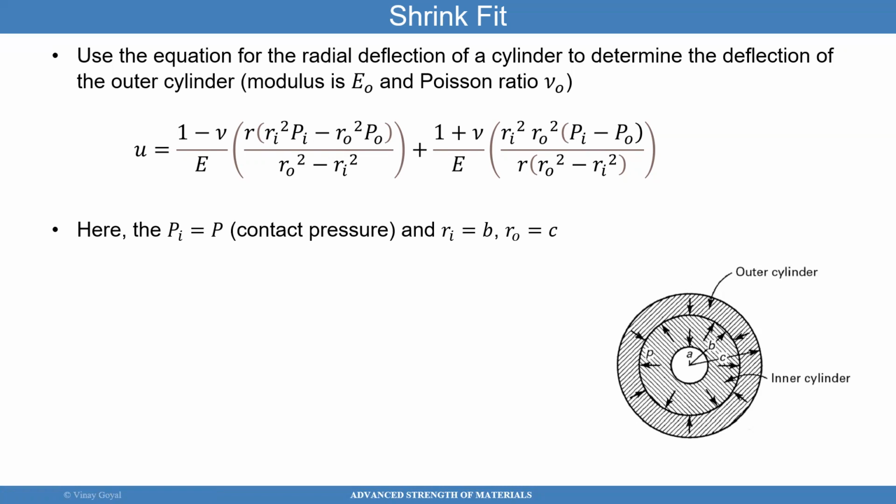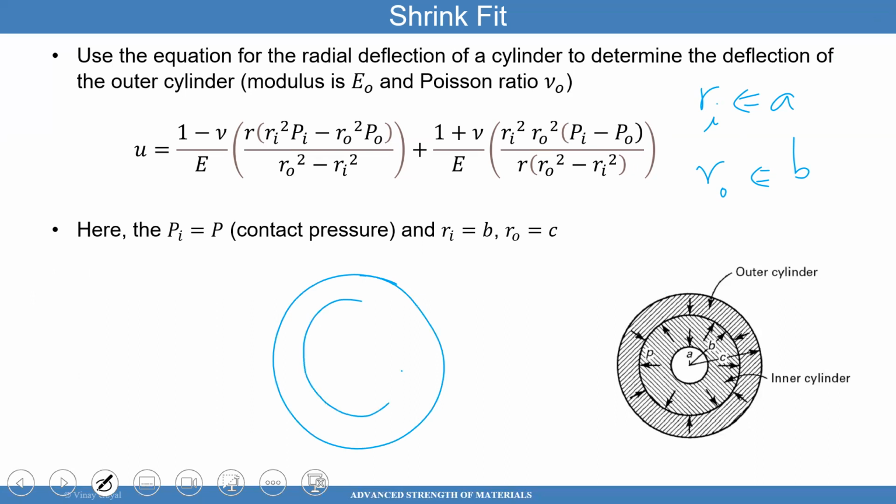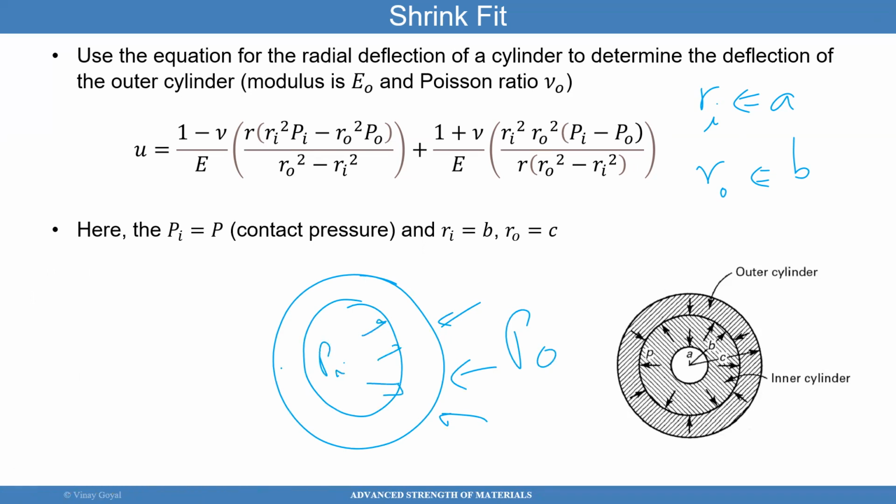The only difference is I made Ri into A, and R naught into B, because I don't want it to get confused with what's coming soon. That's why the equation looks different, but nothing dramatic has occurred yet. I'm just using the equation we learned earlier, which was meant for a cylinder with a pressure applied outside of P naught and a pressure applied inside of Pi. So I'm just using that equation.